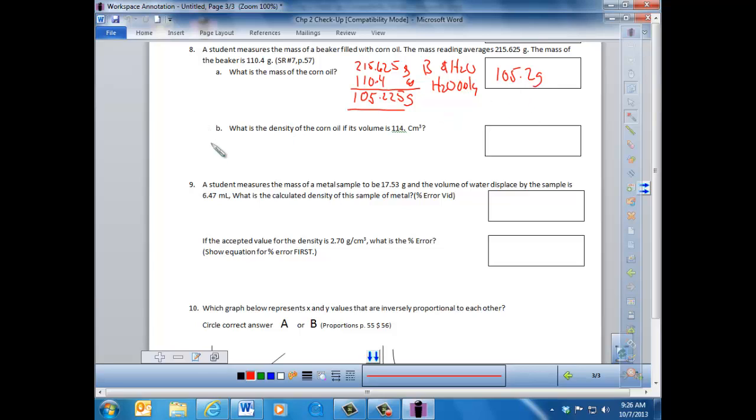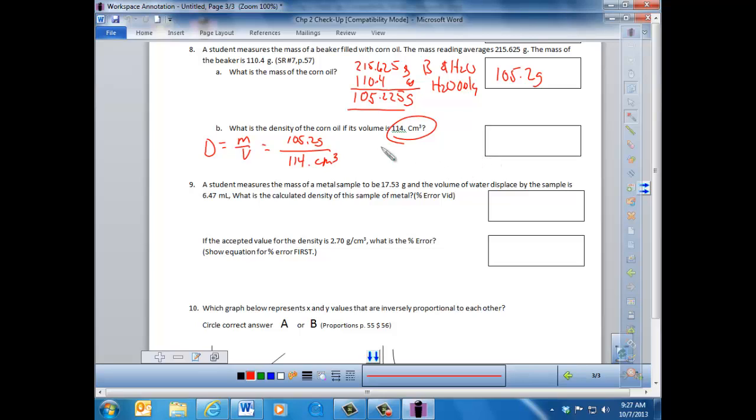Now here you've got the simple density problem. Density equals mass over volume. Hopefully you would restate the situation there, and your mass is 105.2 grams, and your volume is given to you here as 114. Now here we've got 4 significant figures in the mass, and we only have 3 significant figures in the volume. So our answer can only be given in 3 significant figures, okay?